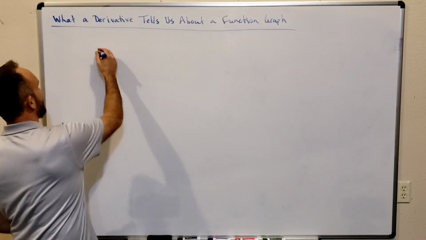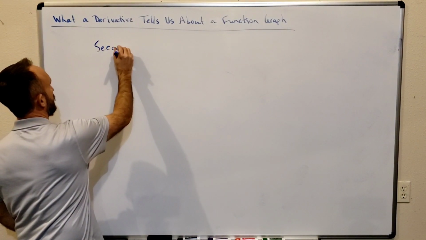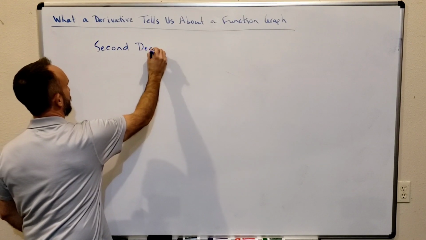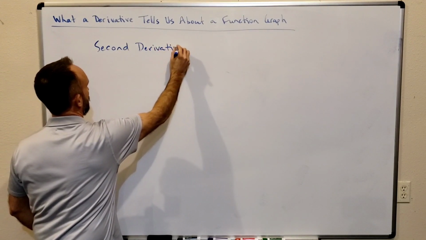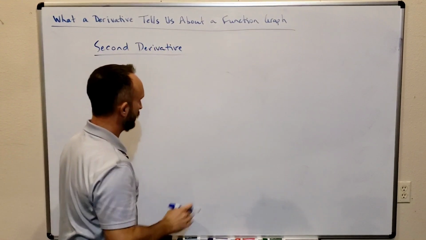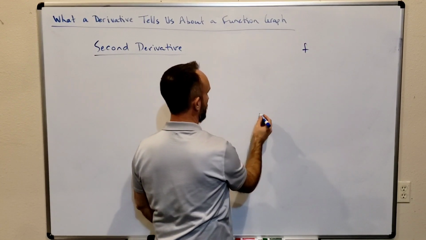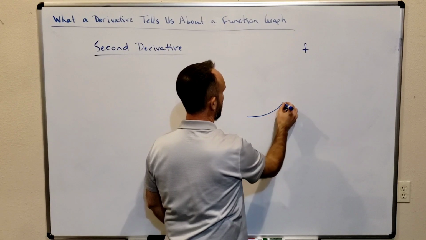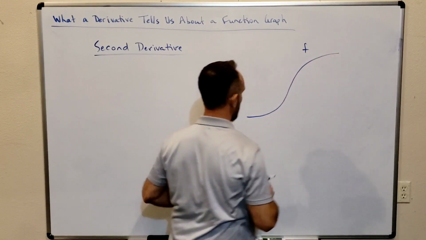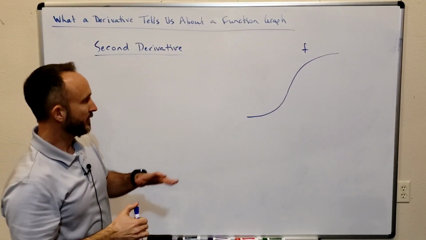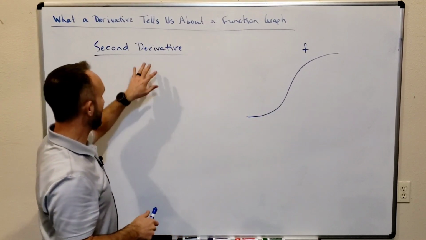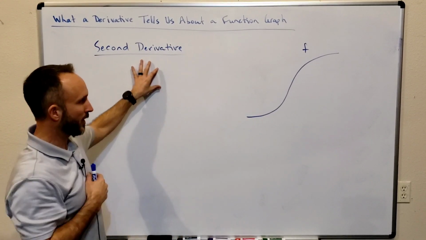Now let's look at the second derivative. A little bit harder to understand, but we'll do our best, right? So let's draw another curve or another function over here. And we'll say that it does this kind of thing just for emphasis of what's happening here. So this is the graph of f, and we're considering f double prime.